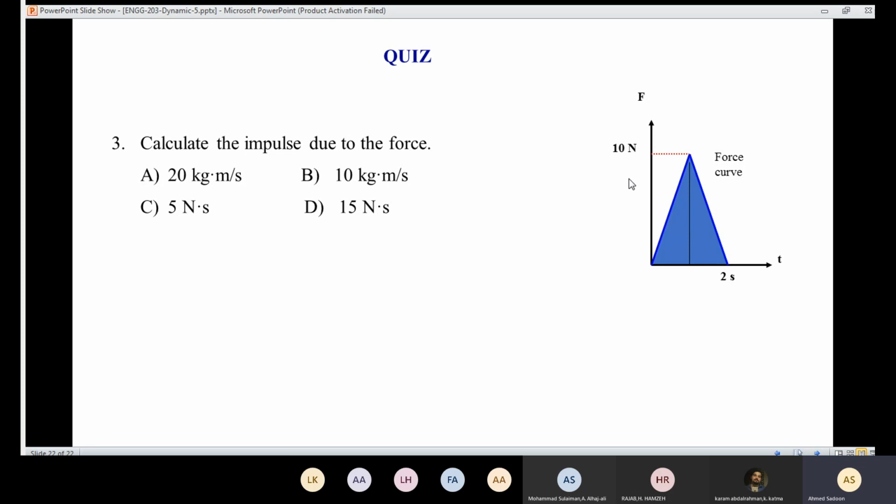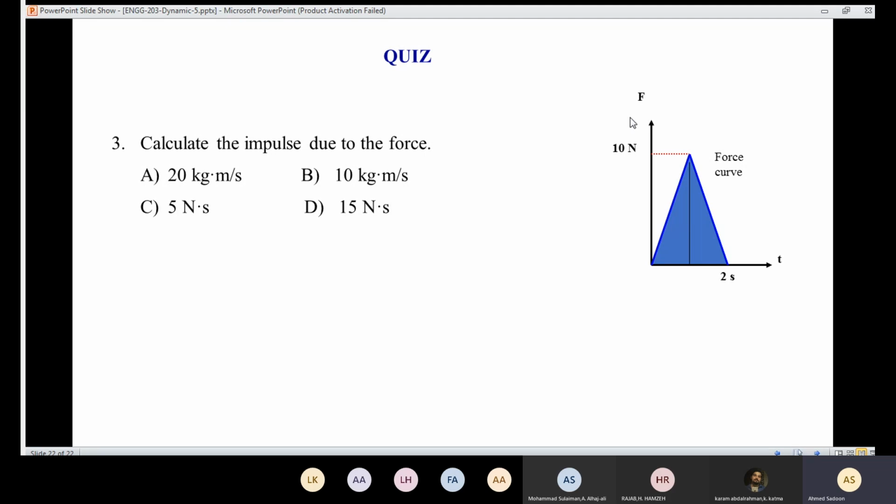So now here, we need to determine the impulse due to a force. But this time, they represent the force graphically. Here I have the time, and here I have the force. When the time is 0, the force is 0. When the time is 1, the force is 10. When the time is 2, the force is 0. So in this case, we need to determine the impulse because of that force.